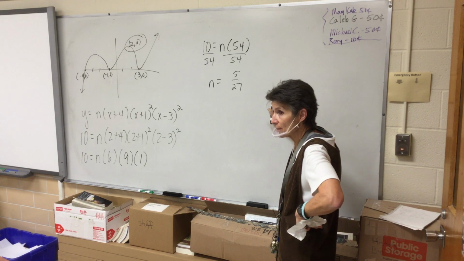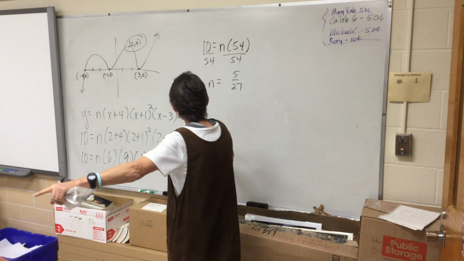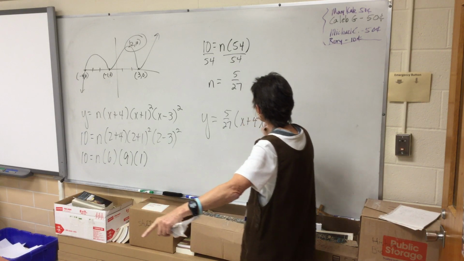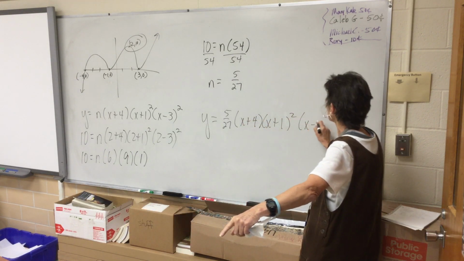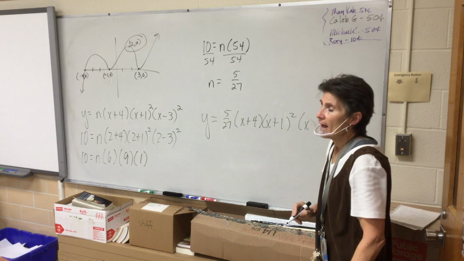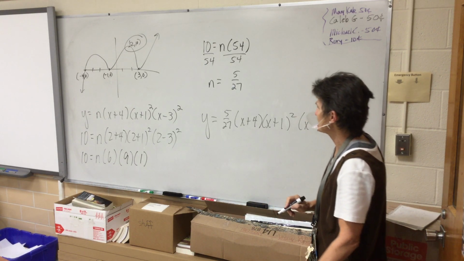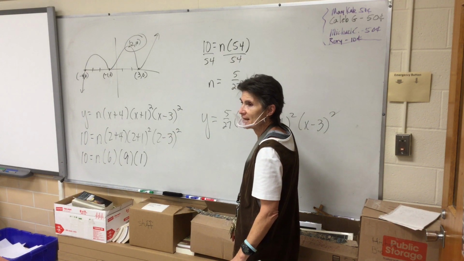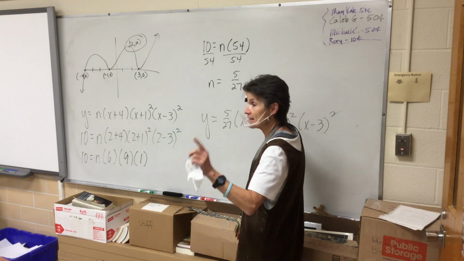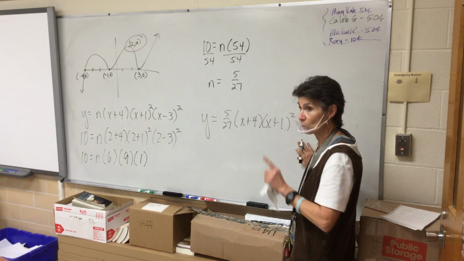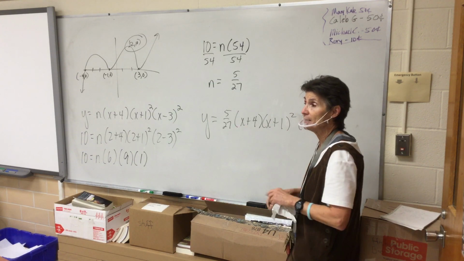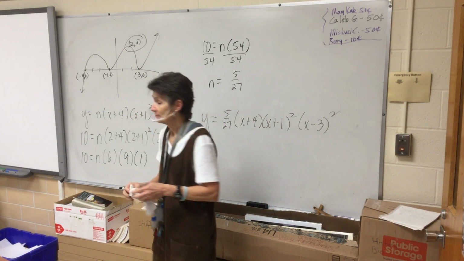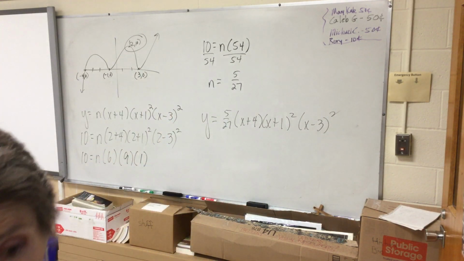And then I gotta write an answer down. Very good. y equals 5/27 times x plus 4 times x plus 1 squared times x minus 3. Perfect. It is so tempting, kids, after you've gone through all this work, to say that's the answer and stop there. But remember, your answer is the equation. You're writing the equation. So you put that 5/27 in, and that's what you got. Okay? Good work, folks.